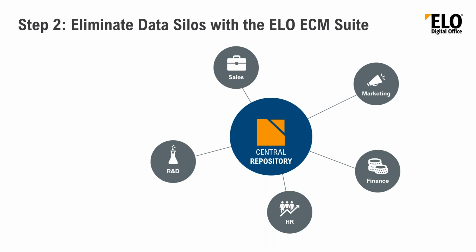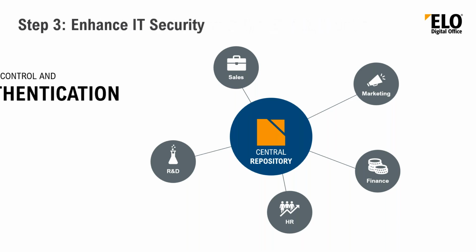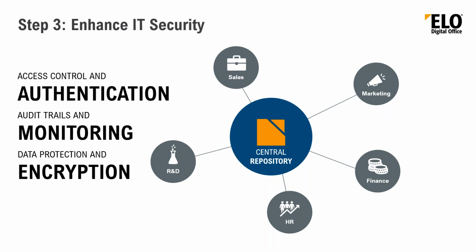You can set the permissions like this, that only a few users have access to the documents and the folders, or you can set it to who can change what, and then you have monitoring and such things. So eliminating the data silos with the ELO ECM suite would be the second step which we recommend, because then you have access control and authentication, you have audit trails and monitoring, and then you have data protection and encryption.